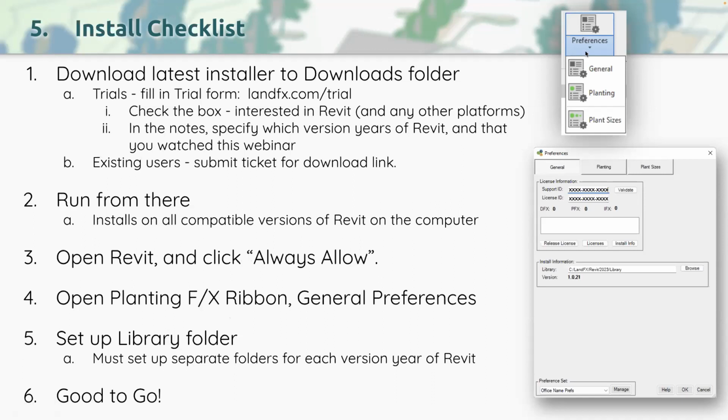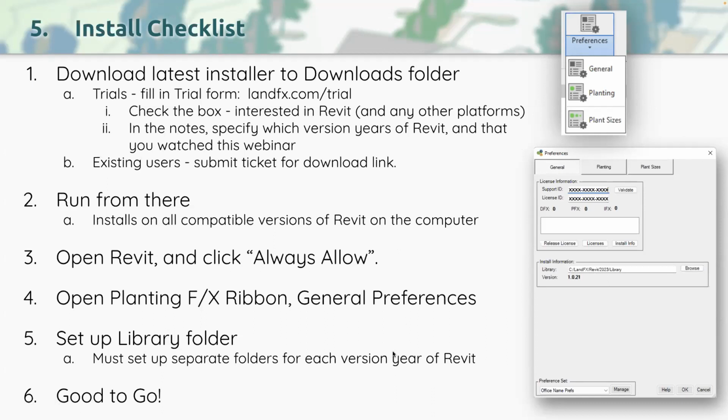You're going to go to general preferences. Here's the drop down. Here's what it looks like. Here's general preferences. It's going to open up this window. And you're going to go over to the library section and click browse and figure out a library folder. It doesn't really matter where it goes. You can see here, I already have LandFX installed, so I happen to have a LandFX folder on my C drive. I just made a Revit folder in there.